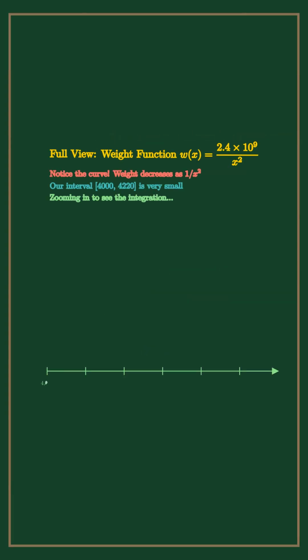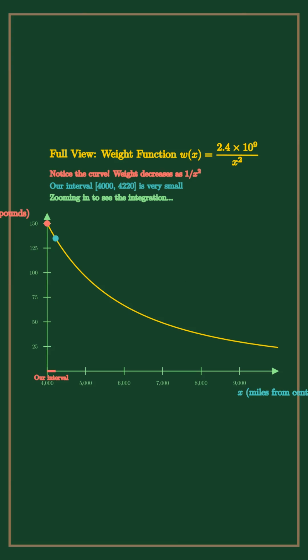Let's look at the weight function W of x equals 2.4 billion over x squared. Over a large range from 4,000 to 10,000 miles, we can clearly see the curve. The function follows an inverse square law, so it decreases rapidly at first and then more slowly.